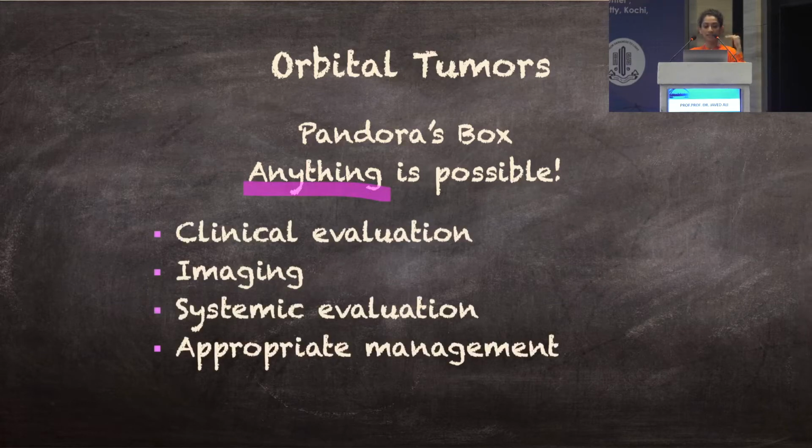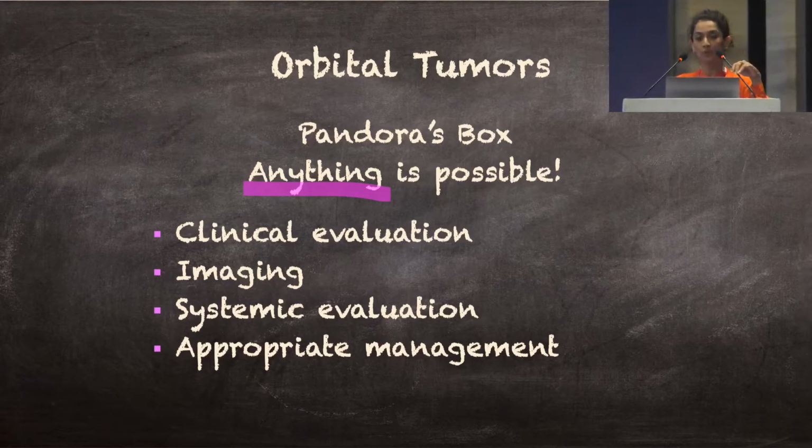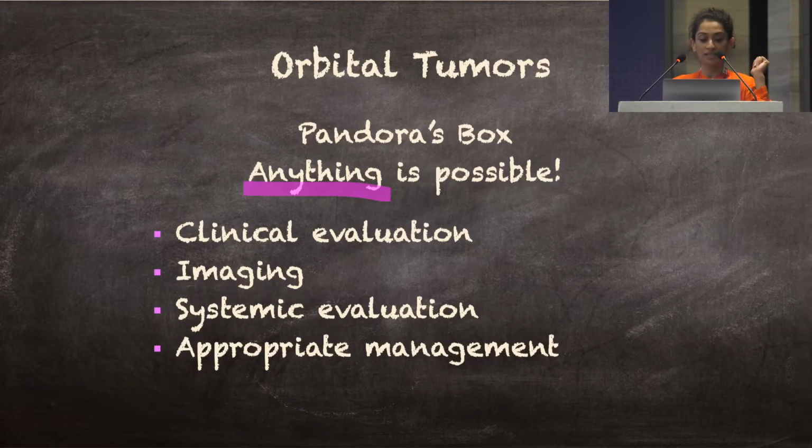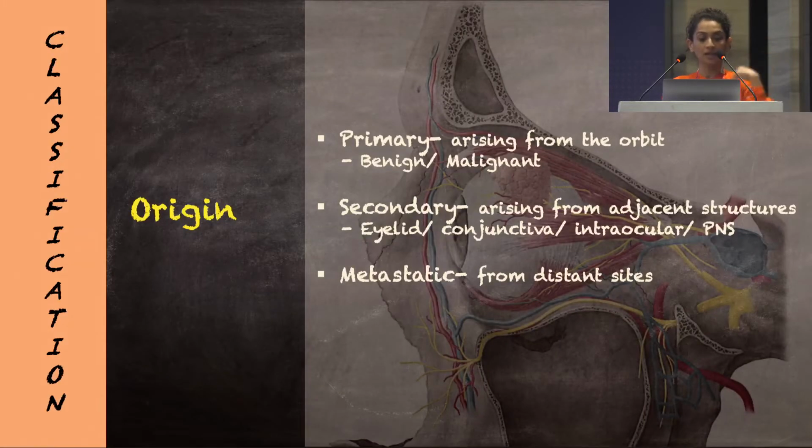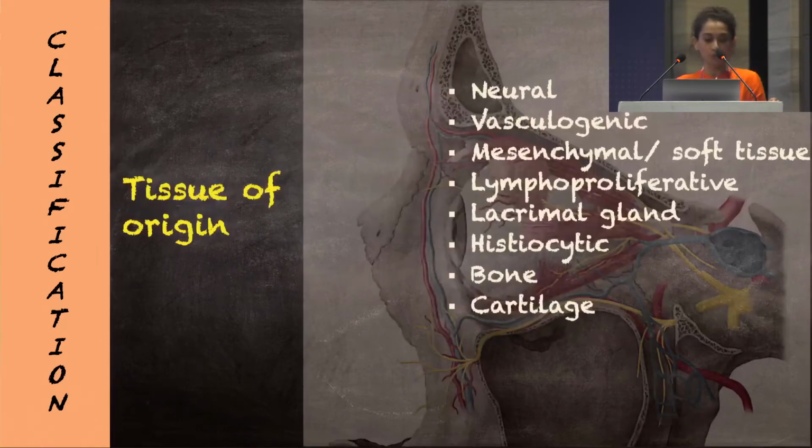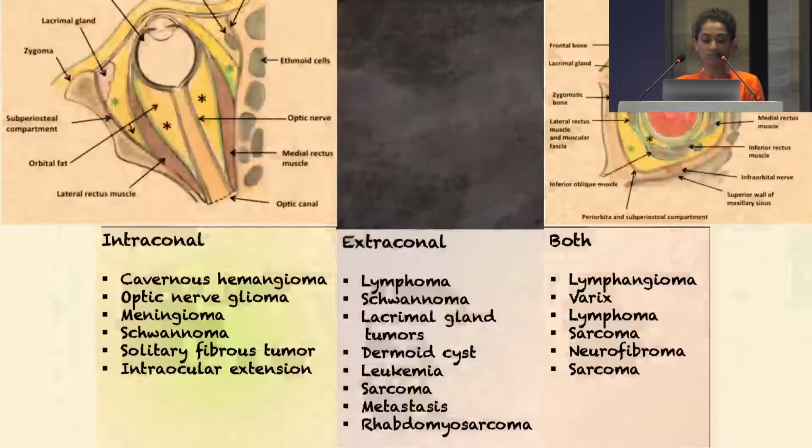So clinical evaluation and imaging are very important. Systemic evaluation is also important, especially when it's a neoplasia, which could be a malignancy, and appropriate management is taken accordingly. Depending upon the origin, we have primary tumors, secondary tumors, which can arise from the adjacent structures in and around the orbit, and metastatic tumors. By tissue of origin, we classify into neural, vasculogenic, lymphoproliferative, lacrimal gland, histiocytic, bone, and cartilage.